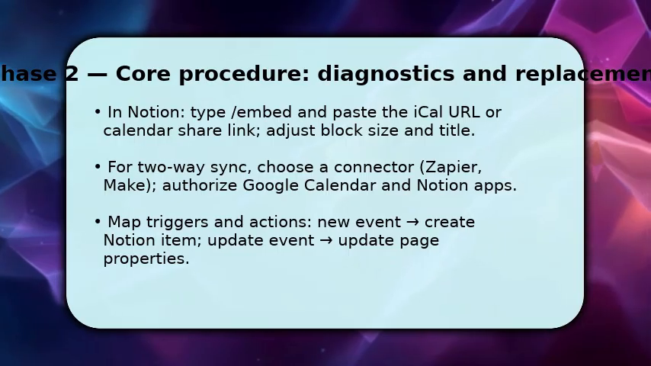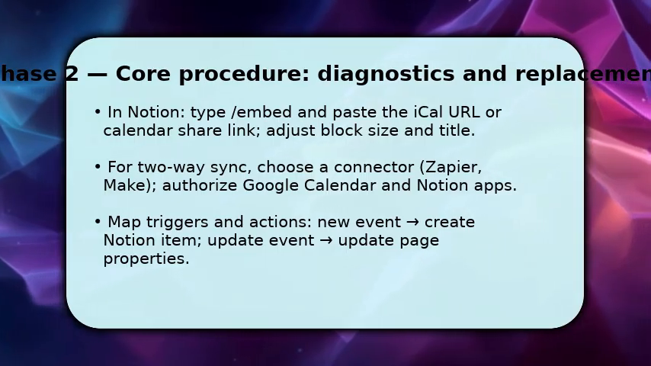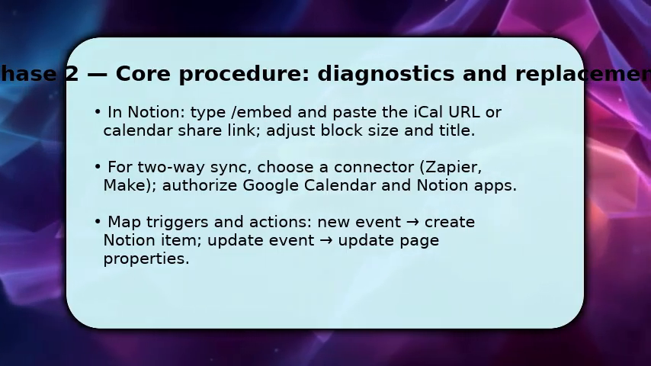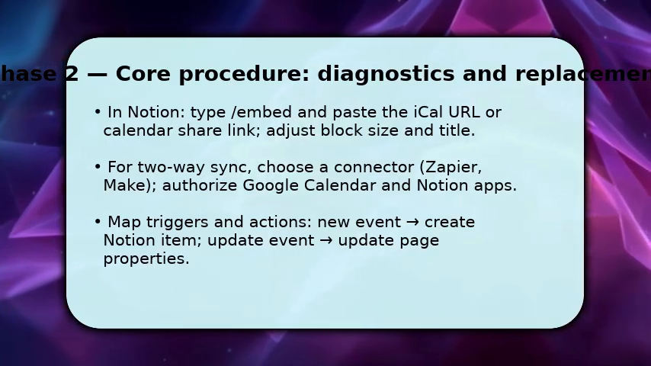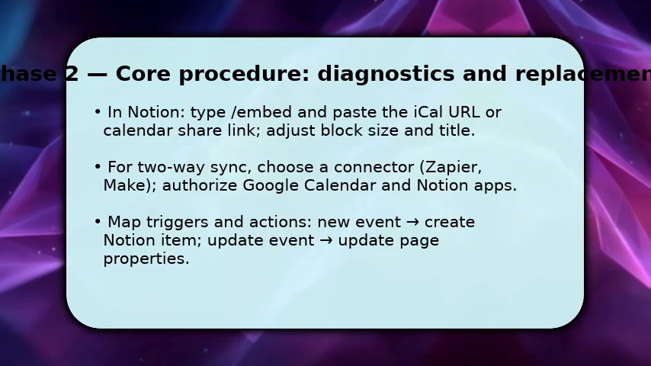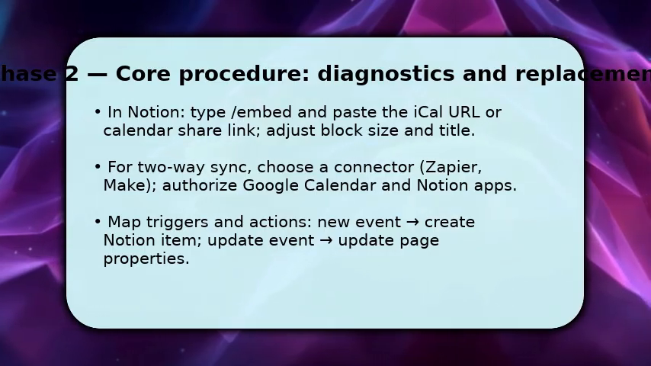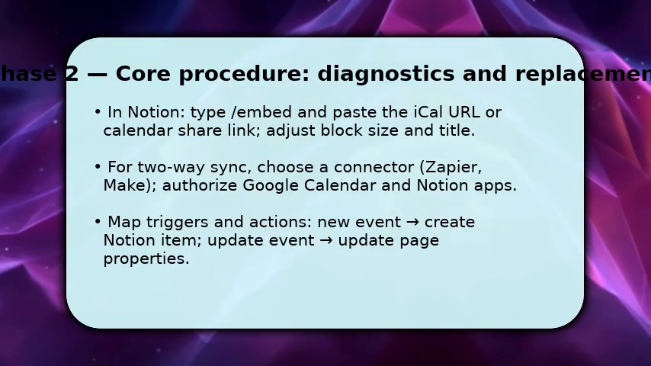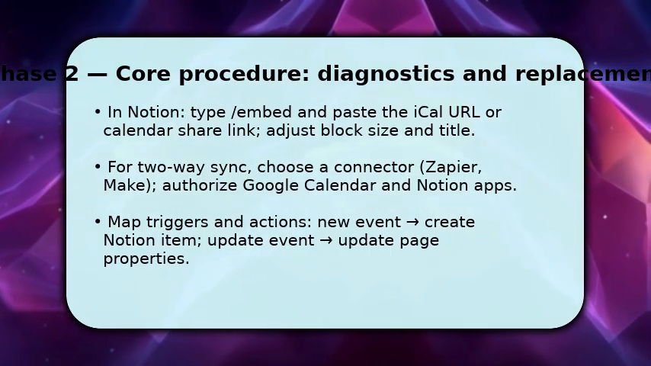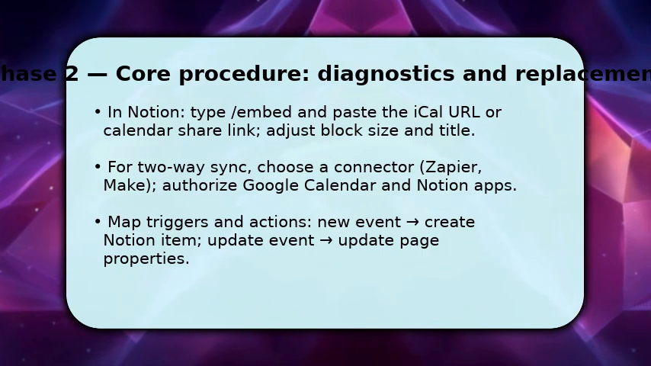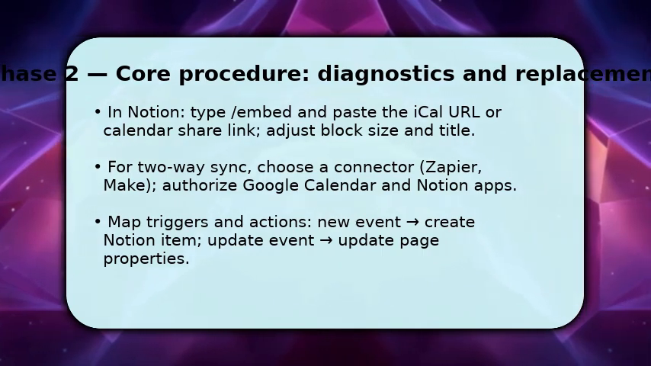If you require interaction, two-way updates, database items, or property mapping, use an automation platform. Connect your Google account and your Notion integration, grant required scopes, then create flows. Map triggers like new event or event updated to actions that create or update Notion database rows. And test each mapping so titles, dates, and descriptions land in the right place.